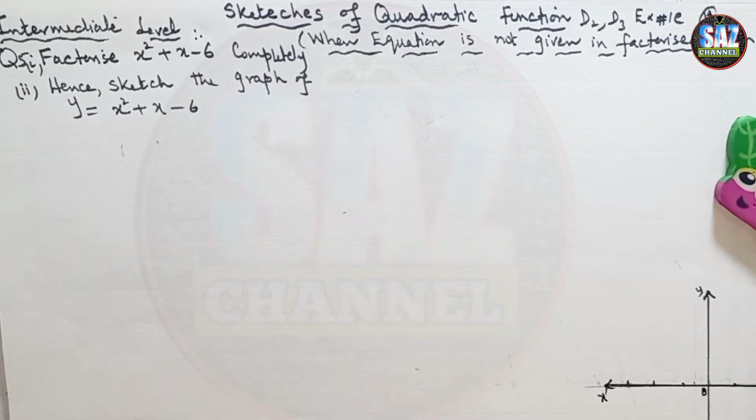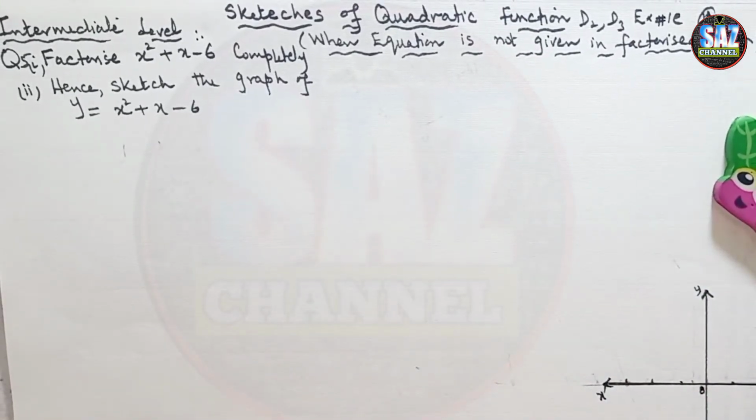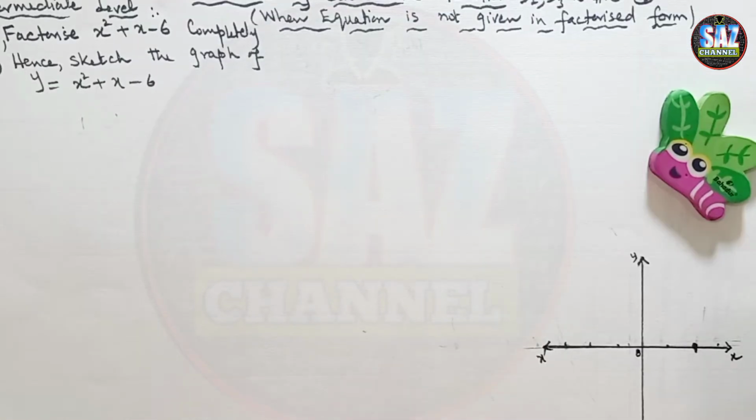This is my 11th lesson of D3, chapter number 1, exercise 1E, that is about the sketches of quadratic functions. The lesson is equally important for D2 and D3 students and the students who have to appear in their O-level examination. Students, in today's class, the objective is to teach you how to sketch the quadratic equation of the form when the equation is not given in factorized form and the equation can be factorized easily by midterm breakage method.